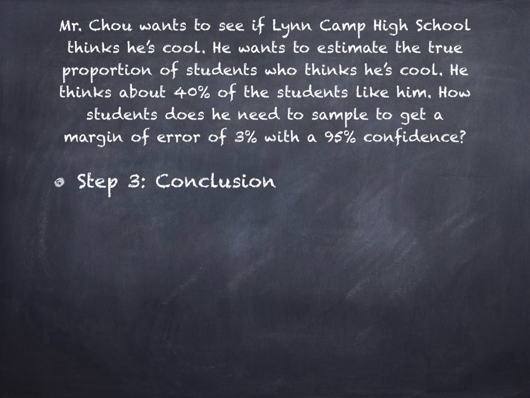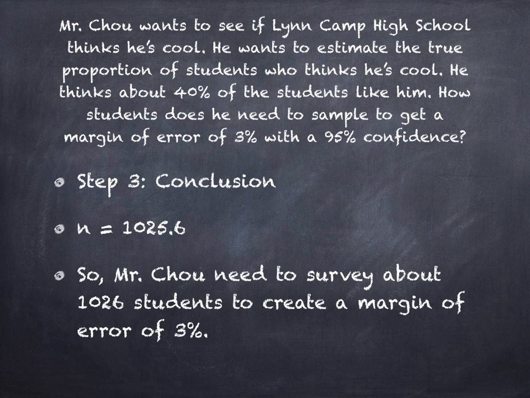So step 3, we got n to equal 1025.6, and unfortunately, because in our world we do not have half a person, we're going to round that up. So Mr. Cho needs to survey about 1,026 students to create a margin of error of 3%. And again, a lot of companies like these specific margins of error because they just like them. It's pretty standard in polls.